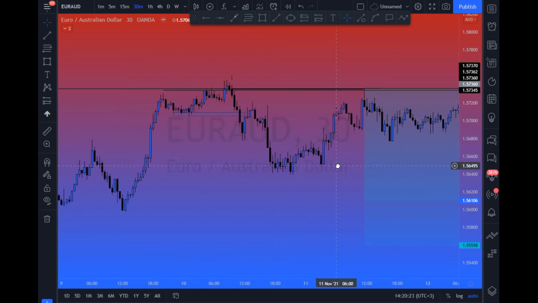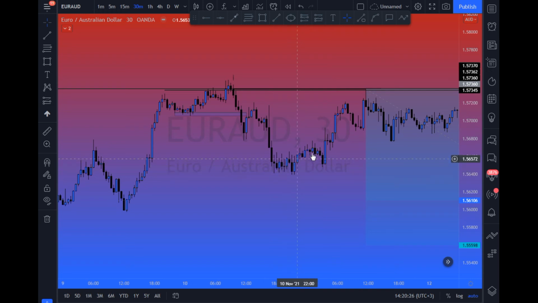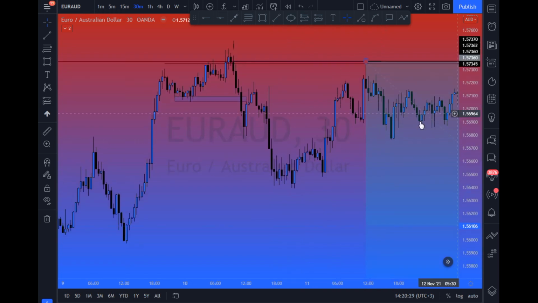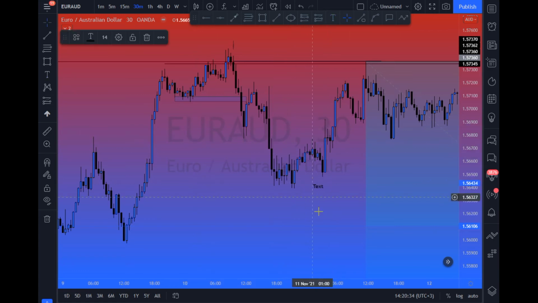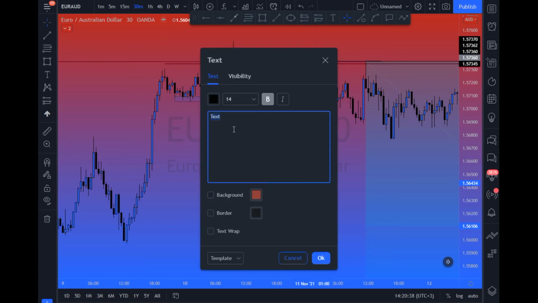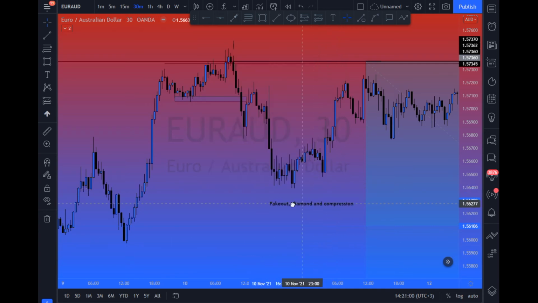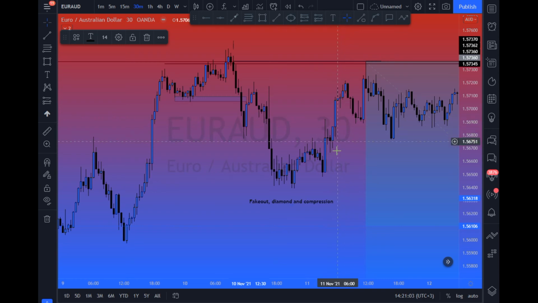I cannot take this trade just like that. I have to see how the market is approaching the zone. There are three ways I look at how the market approaches the zone. The first one is a fake out, a diamond, and a compression. I'll not talk about the rest, but this here, the fake out.